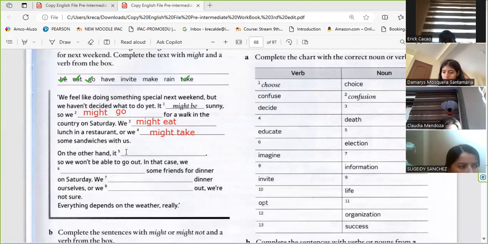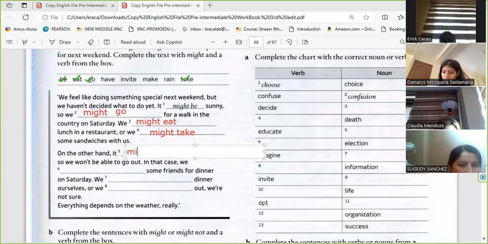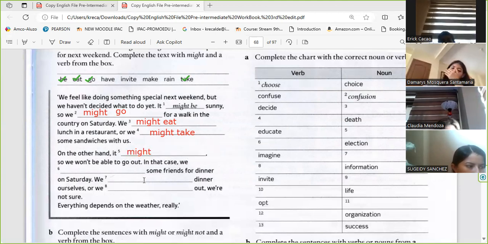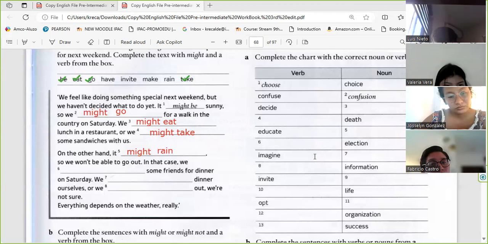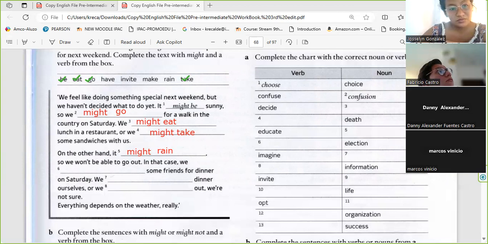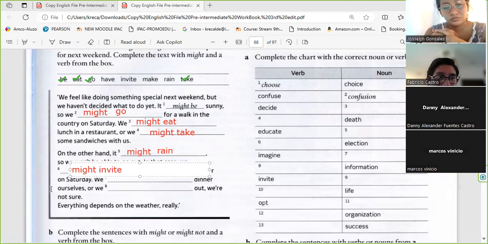Number 5. On the other hand, it might rain. Excellent, Claudia. Very good. Let's continue number 6. This is for Valeria. We might invite some friends for dinner on Saturday. Excellent, my love. Very good.